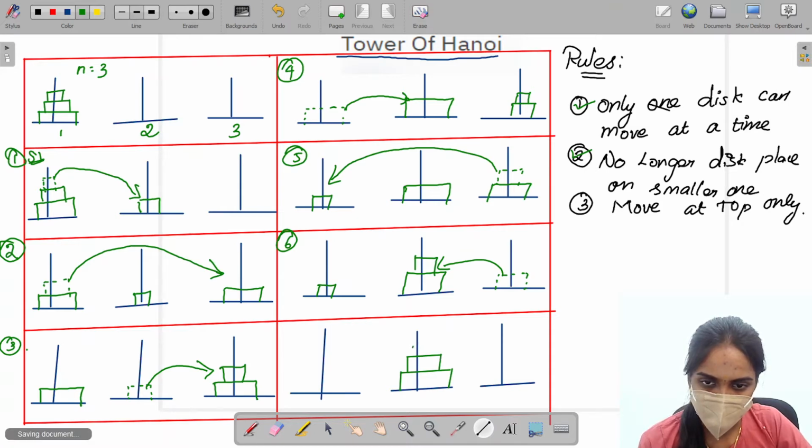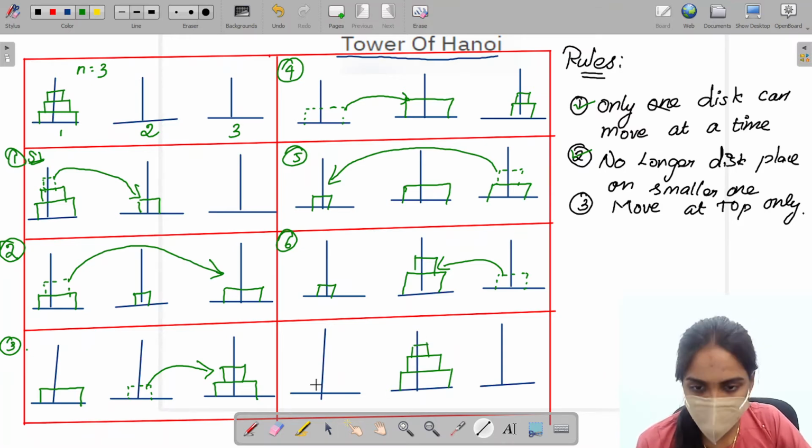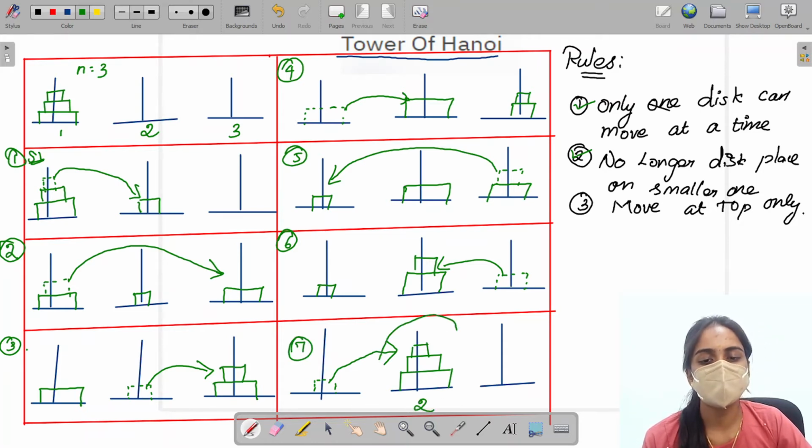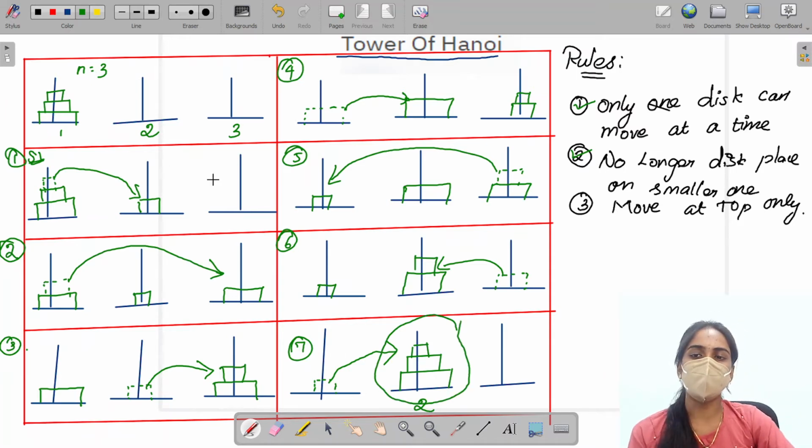Second largest. Smallest. That is, this smaller one is placed on this top. This is my seventh move. The second tower is my destination tower, right? I placed all the discs from 1 to 2.